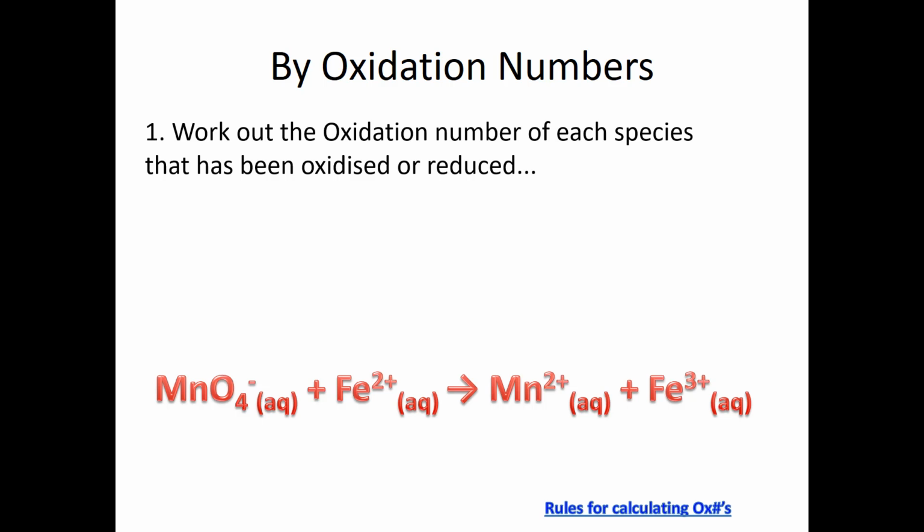So step number 1 is we need to work out the oxidation numbers for each species that has been oxidized or reduced. So for the manganese, we need to work out what the charge is in the permanganate, and that is 7 plus, and on the other side the 2 plus. For the iron, we have the 2 plus and the 3 plus.